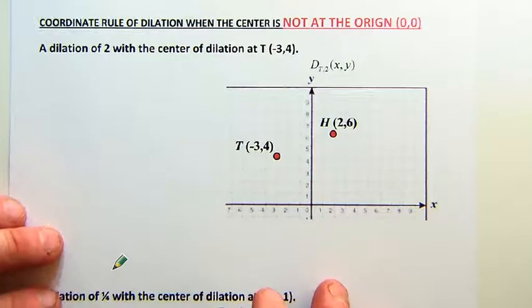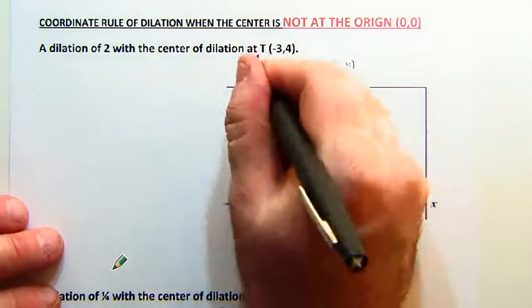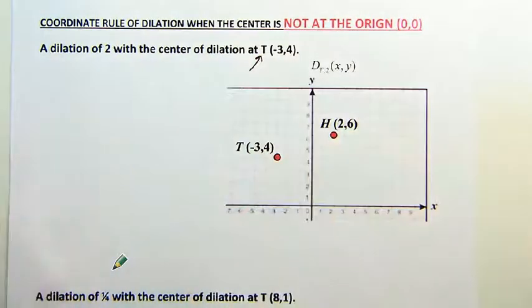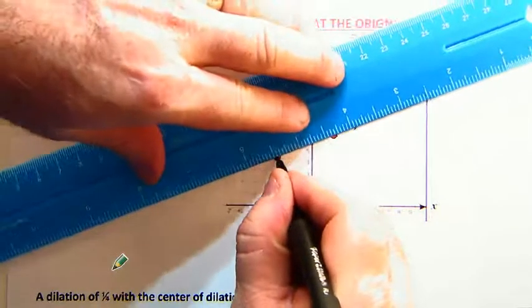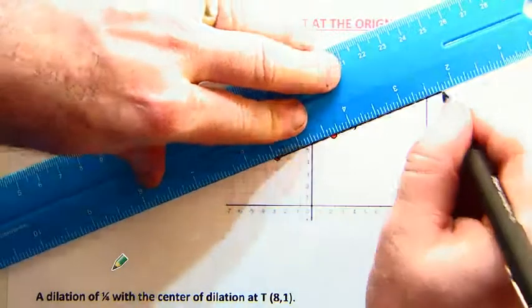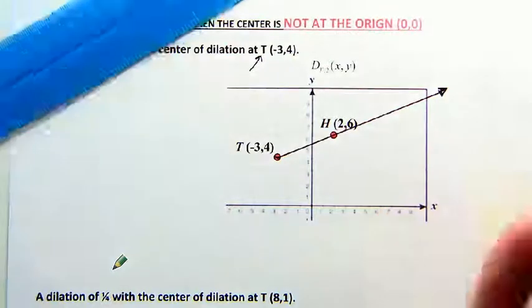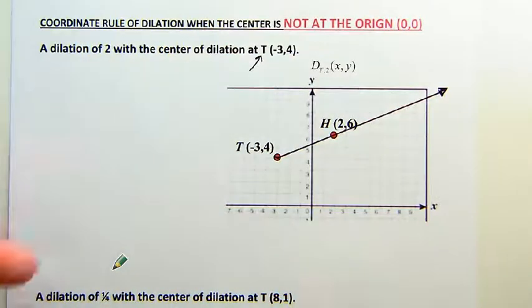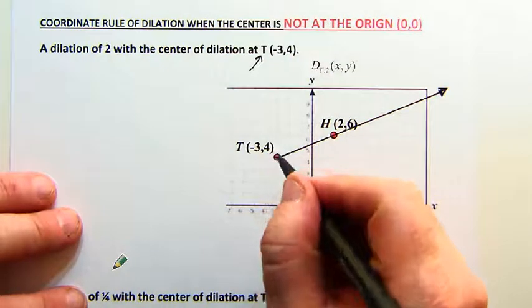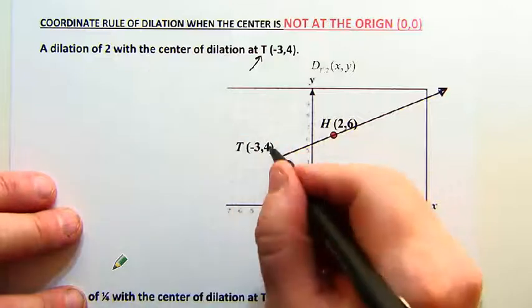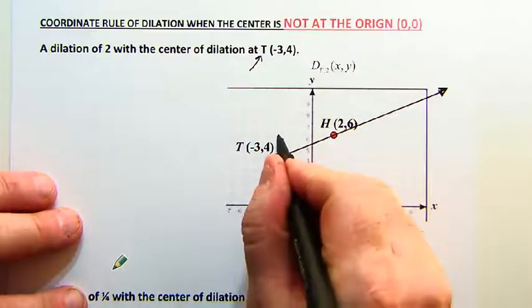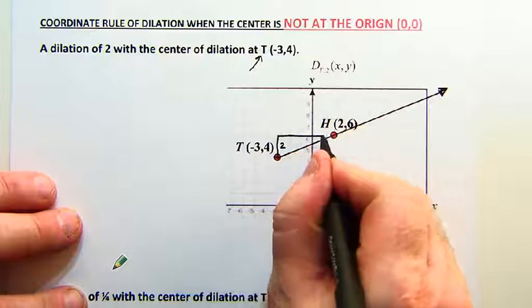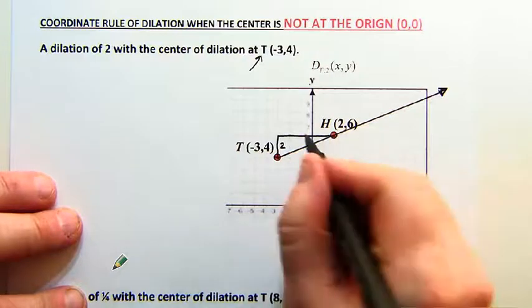So here we are, we're going to dilate. Our center is at T, and we are no longer at the origin. So we want to see what the rule is, or how we can work it when we are not dilating from the origin. Now remember, what does a dilation mean? A dilation of 2 means 2 slopes. So up 2, rise of 2, run of 1, 2, 3, 4, 5 there.